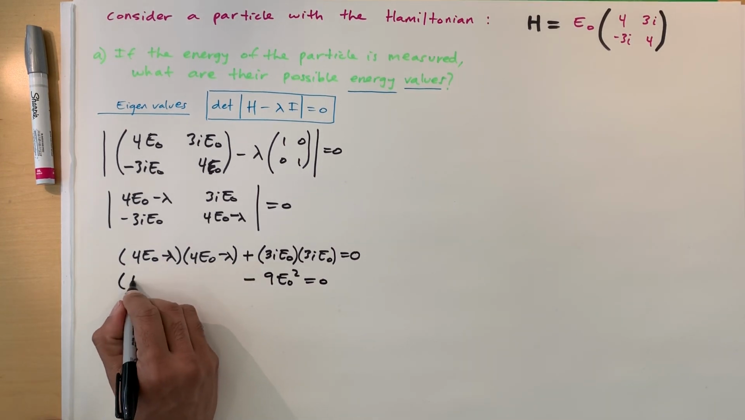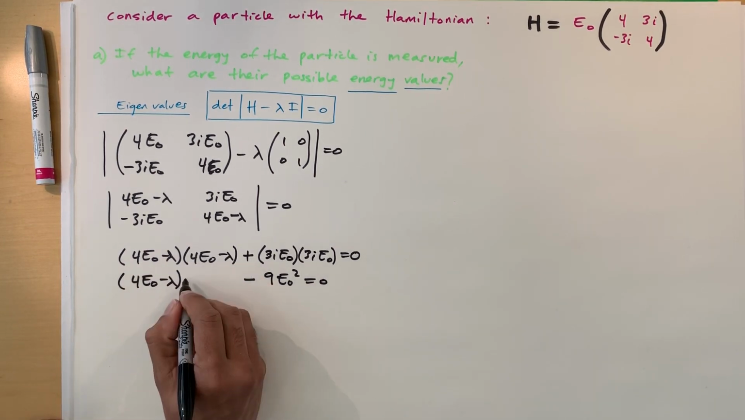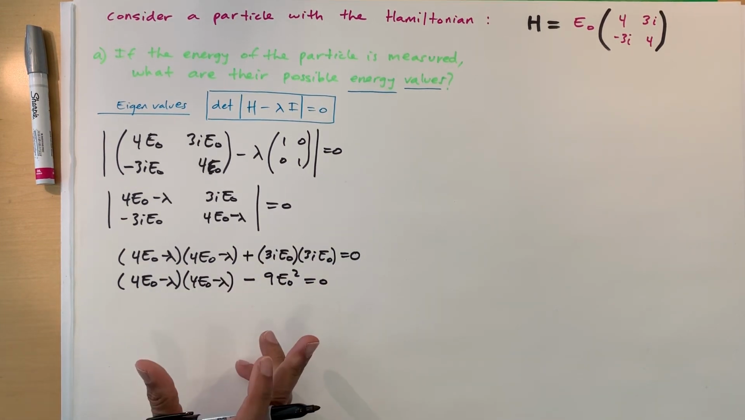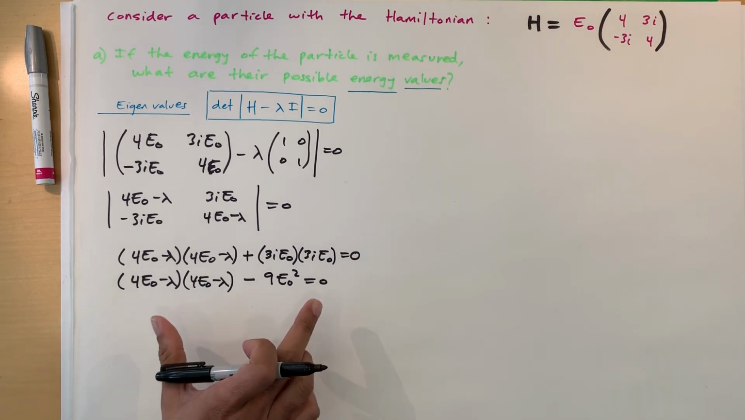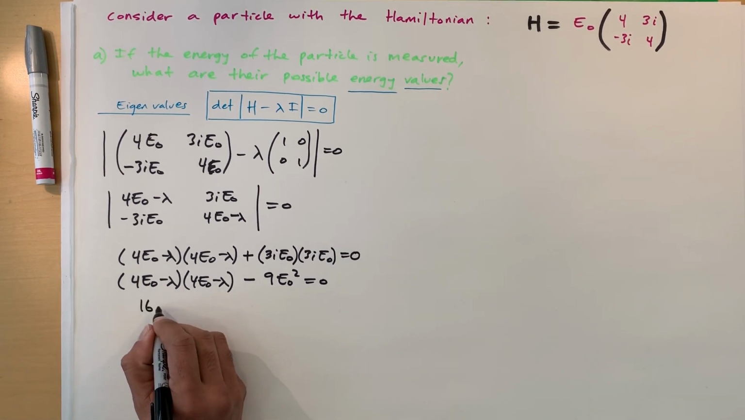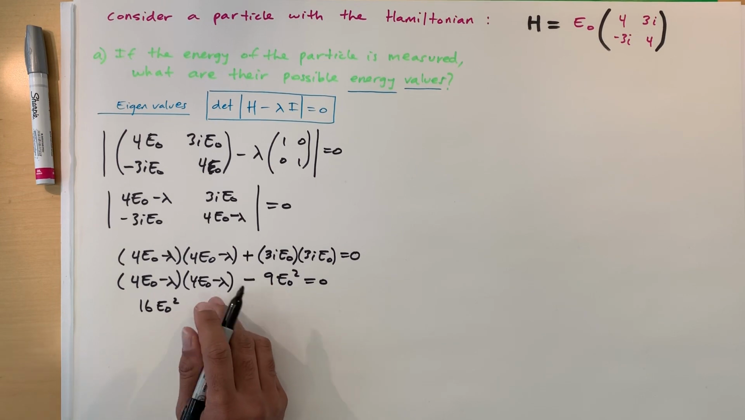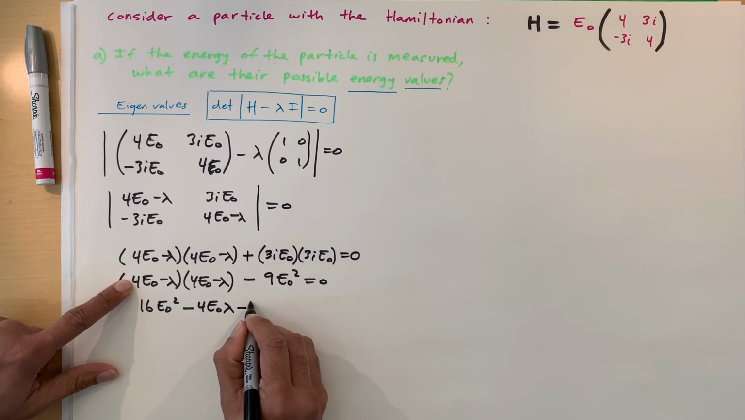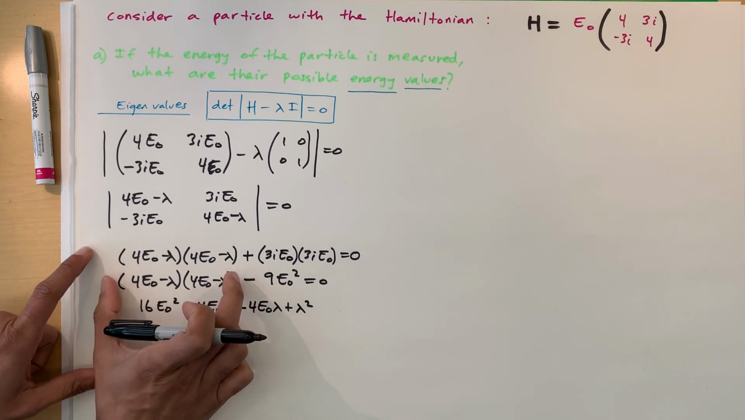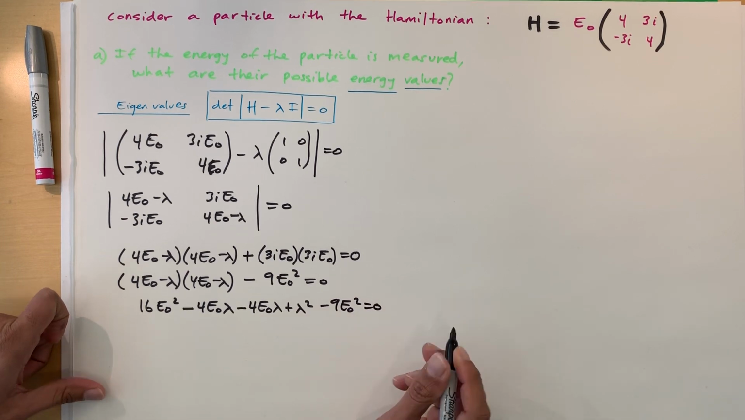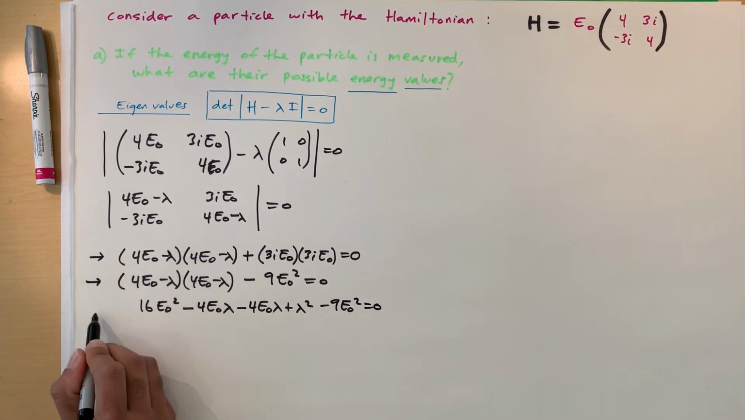I'm going to bring this down: 4 E naught minus lambda, 4 E naught minus lambda. Okay, everything looks good. Now let's FOIL this out and evaluate. We have 16 E naught squared, minus 4 E naught lambda, minus 4 E naught lambda, plus lambda squared, and then minus 9 E naught squared, equal to 0. Each of these is separate.